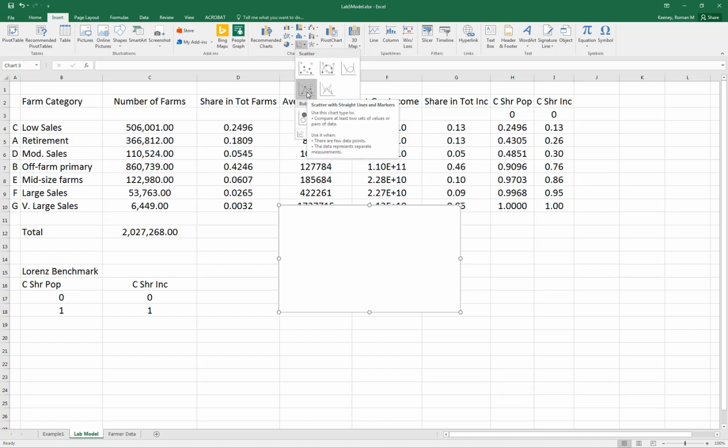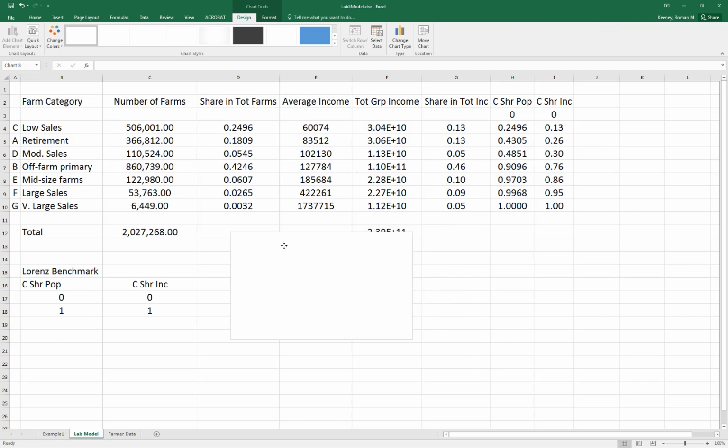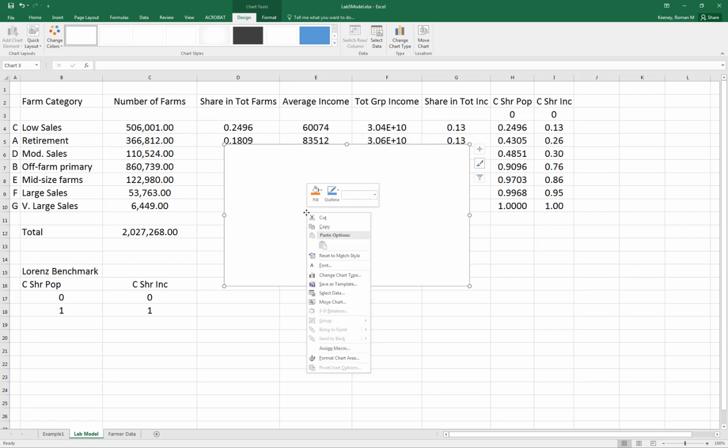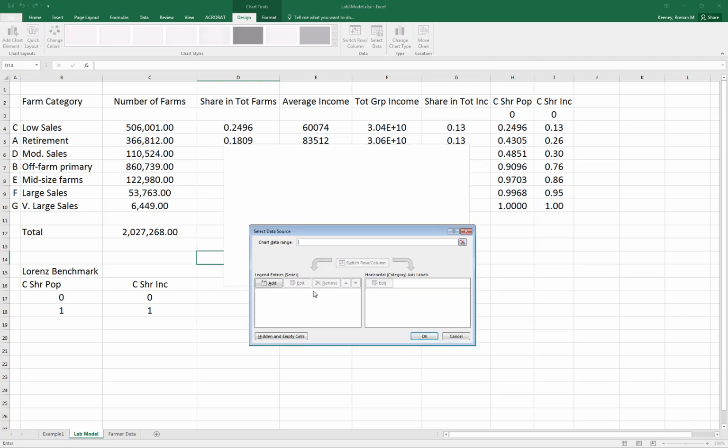And then I'm going to use this line right here, this form of it that has straight lines joined with markers everywhere that there's a data point. When I create it, I don't have any data highlighted on my spreadsheet, so it's not going to guess and try to draw me a graph based on what it thinks I want. And so then I just go to select data.